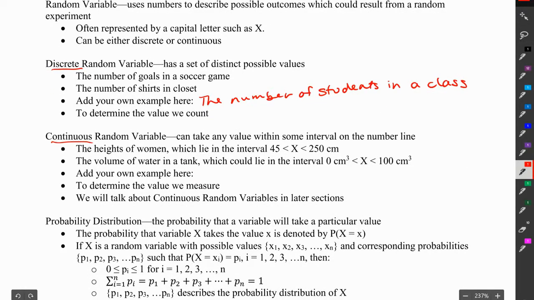Continuous random variables take on any value within some interval on the number line. So for example, the heights of women, which lie in the interval between 45 and 250 centimeters, the volume of water in a tank, which could lie in the interval from 0 cubic centimeters to 100 cubic centimeters. Take a second and add your own example.